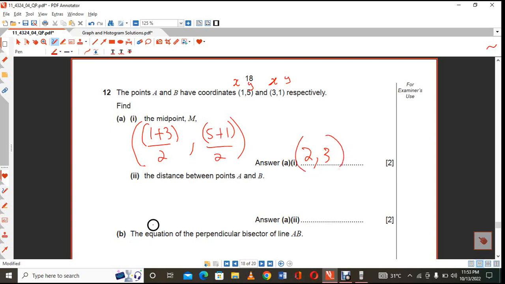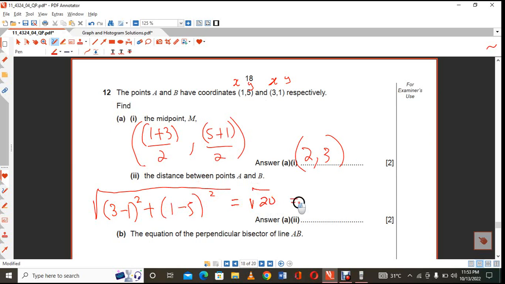The distance between A and B, well, you use Pythagoras. So you take the two x values, say 3 minus 1, square that, plus take the two y values. I started with 3, so I'm going to start with 1 minus 5, and you square that. Of course, you get the square root of 20, which you can also leave as 2 root 5. Or, ultimately, you can say 4.472, 3 significant figures.